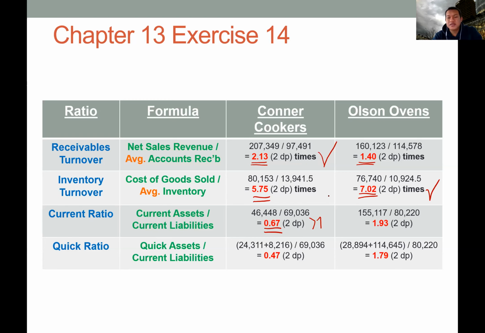It means they need some short-term financing immediately. Otherwise they will not be able to pay the current liabilities.